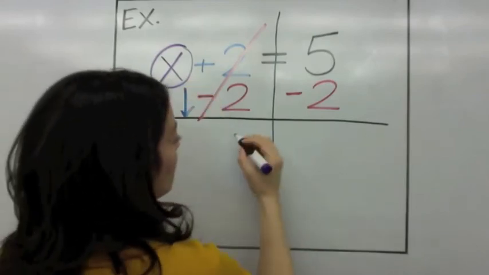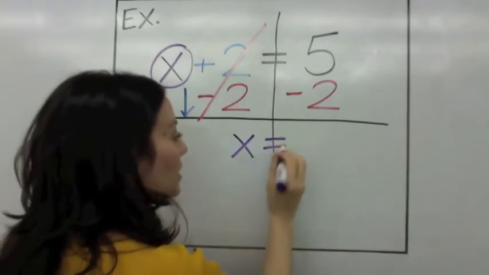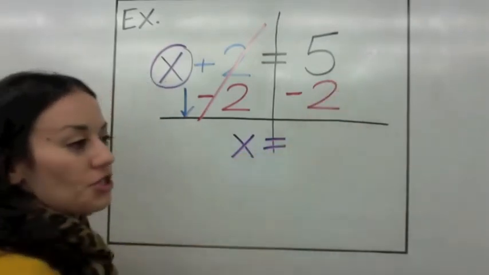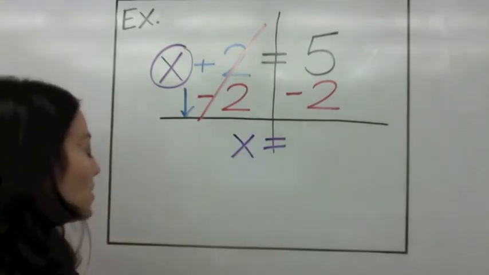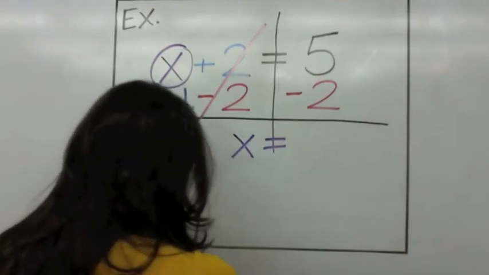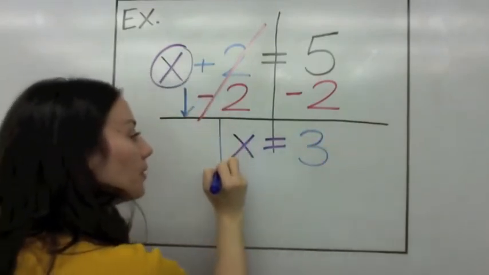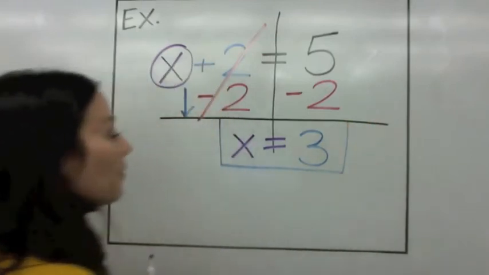And now you're going to go ahead and bring down the variable. Bring down x. You're going to say, well, now I just have x, and it is going to equal 5 take away 2. So what is 5 minus 2? Say 5, 4, 3. So x equals positive 3, and then you're going to put a box around the number.